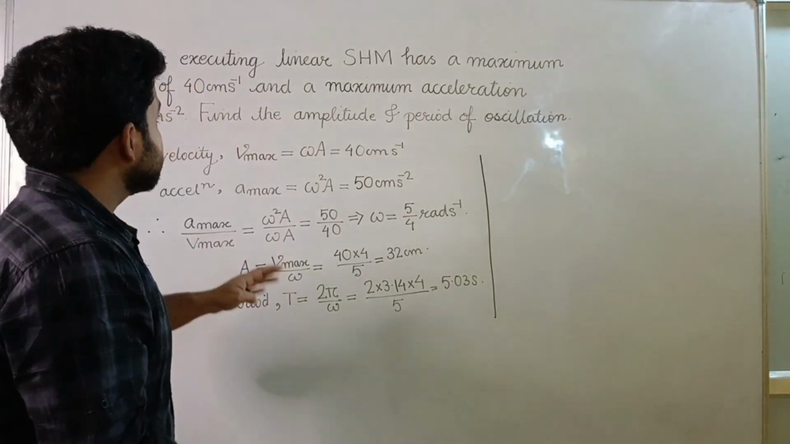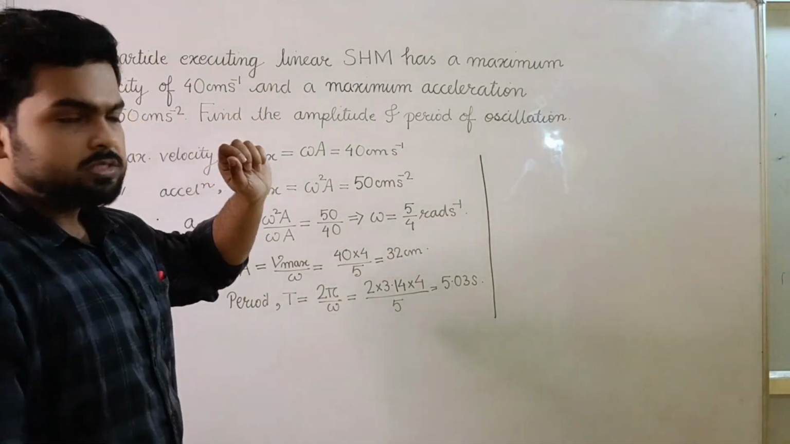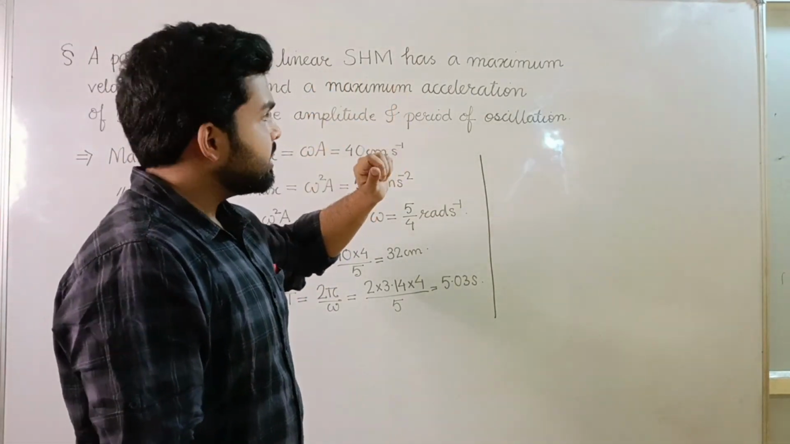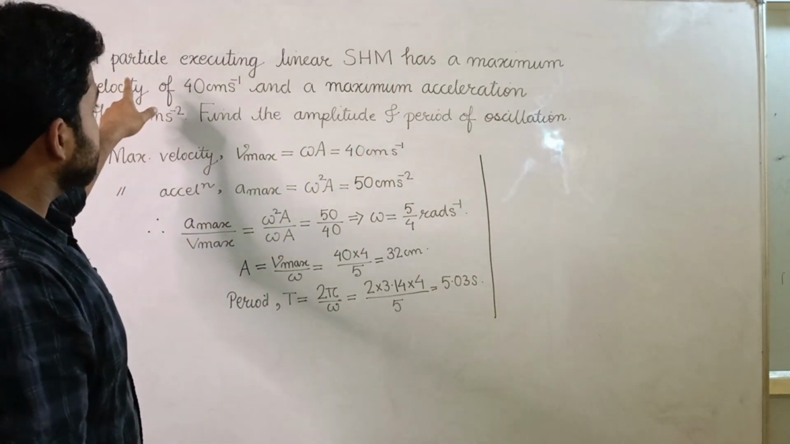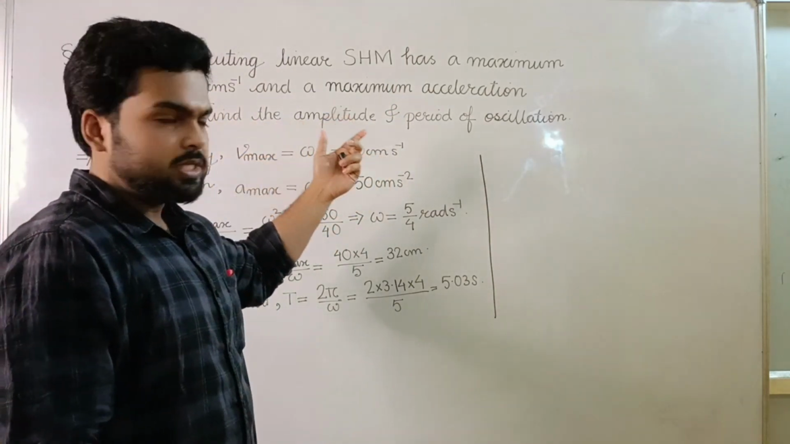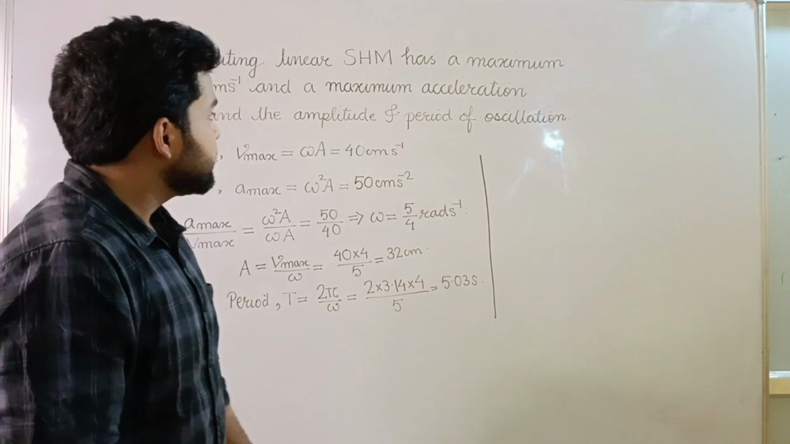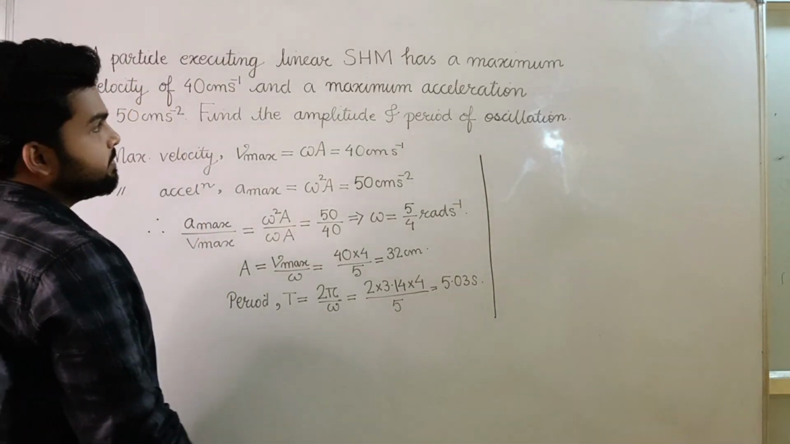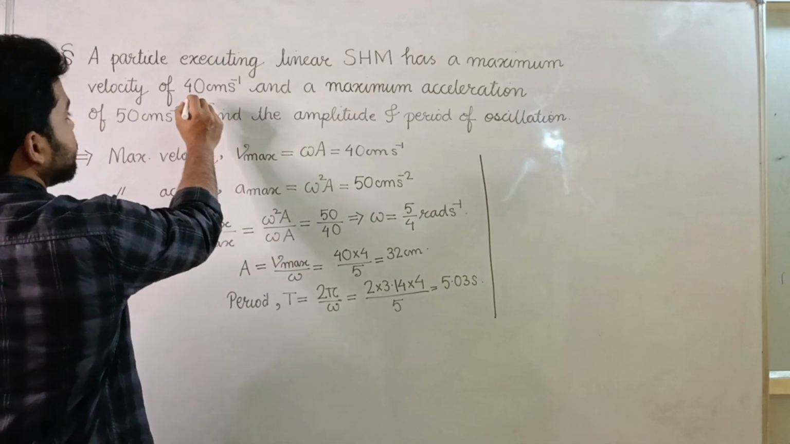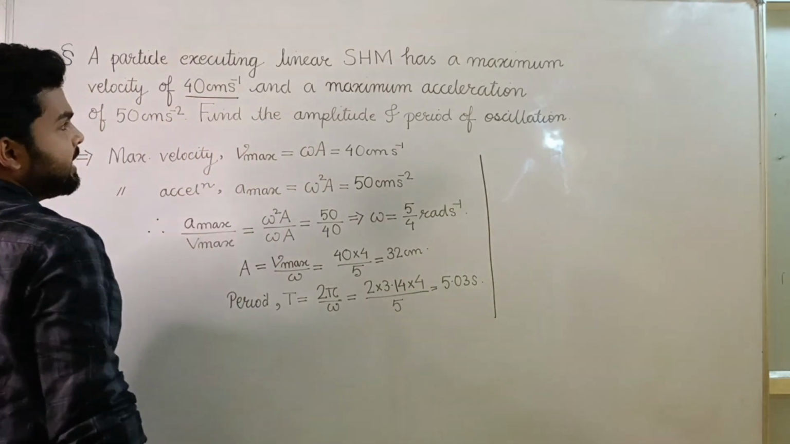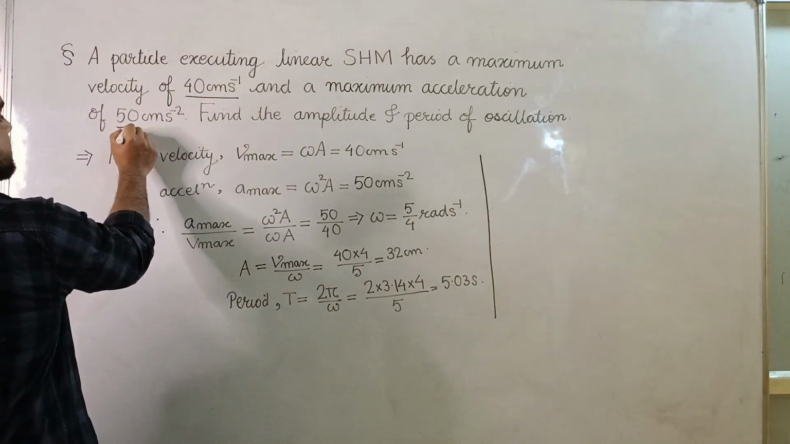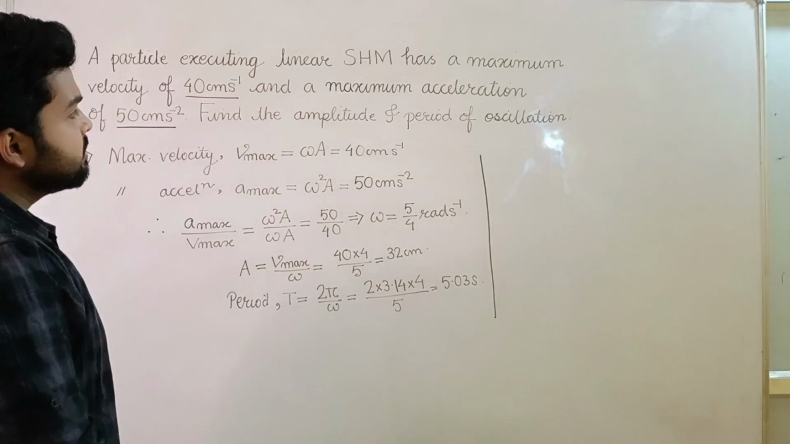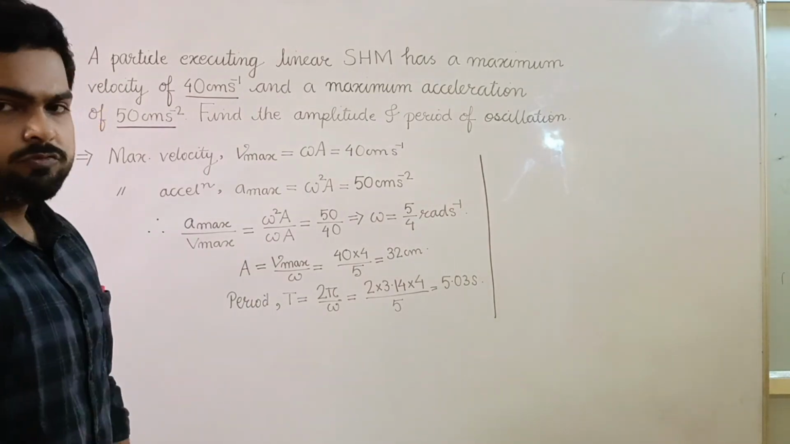Next time, we will solve a very interesting and common problem from the simple harmonic motion or oscillations chapter of class 11 physics. The problem is: a particle executing linear SHM has a maximum velocity of 40 centimeters per second and a maximum acceleration of 50 centimeters per second square. Find the amplitude and period of oscillation.